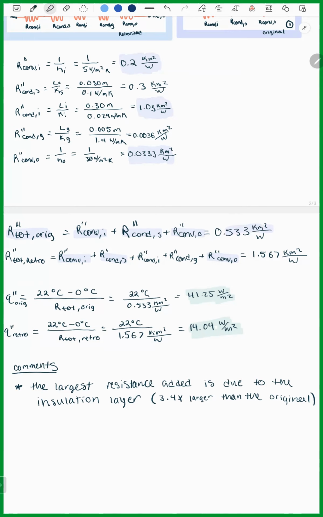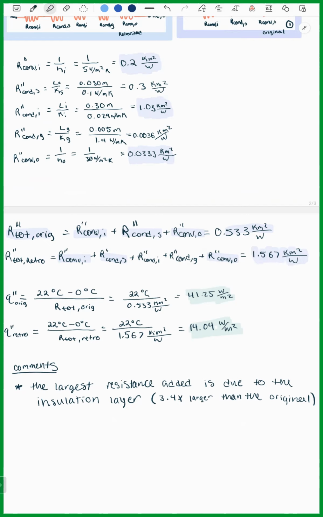And for the retrofitted, we have convection of the inside, conduction of the sheathing, conduction of the insulation, conduction of the glass, and convection on the outside. And with that, we get 1.567, almost 3 times larger than our original.